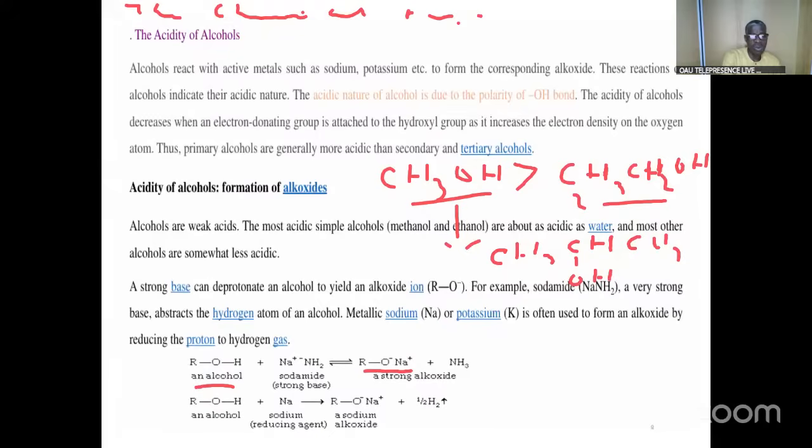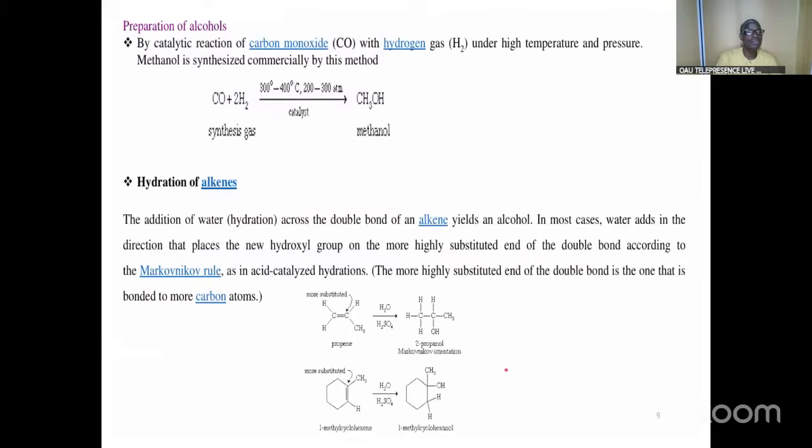Okay, this is an alcohol reacting with sodamide, or an alcohol reacting with sodium metal, which is a reducing agent. So reacting, you have sodium alkoxide. Also here you have sodium alkoxide, and in the sodamide reaction, ammonia is liberated, but with sodium metal, hydrogen gas is liberated. That shows the relative acidity of alcohols in the formation of alkoxide.